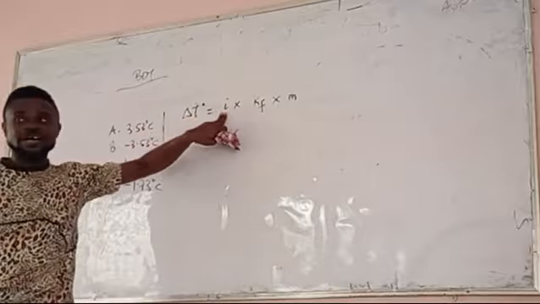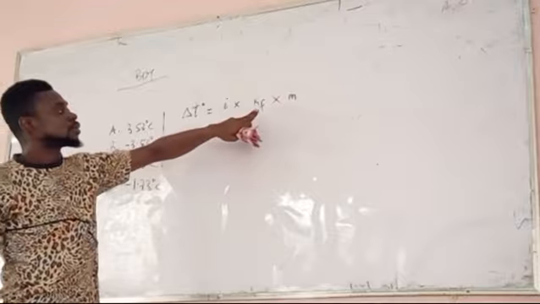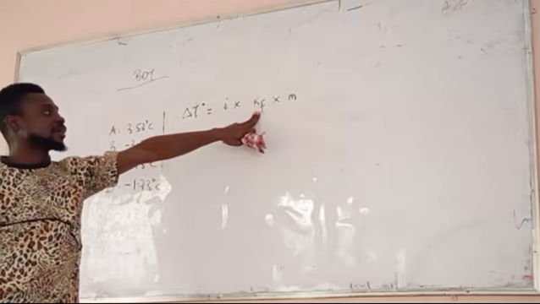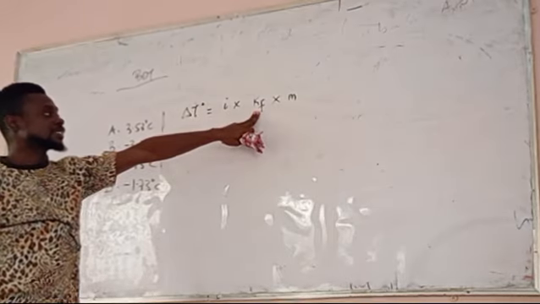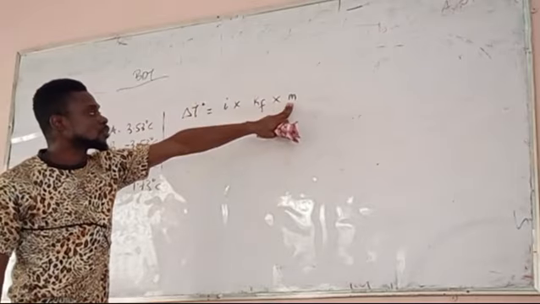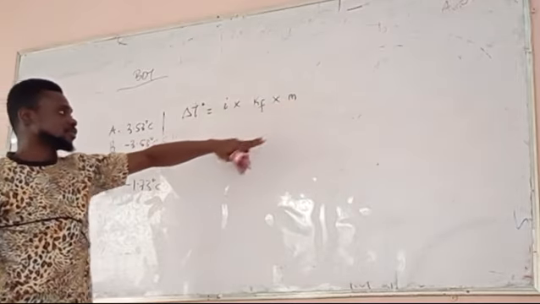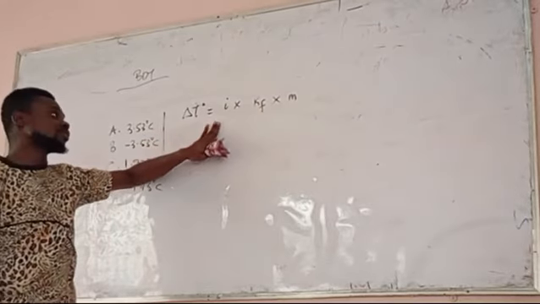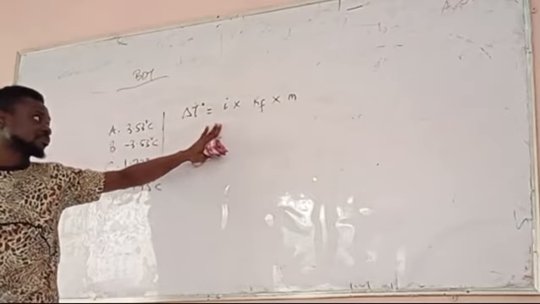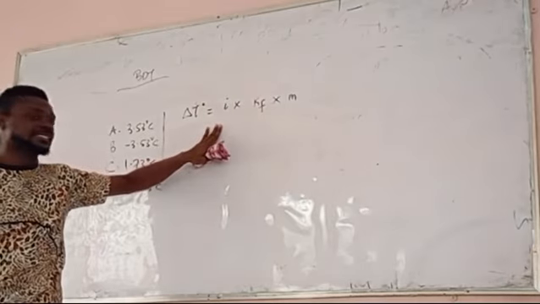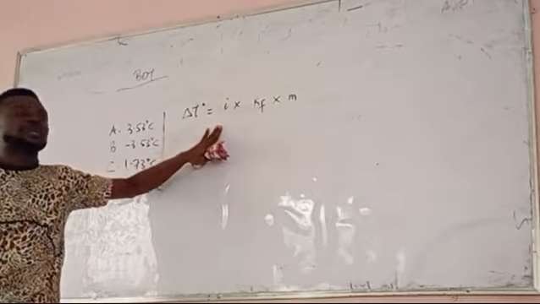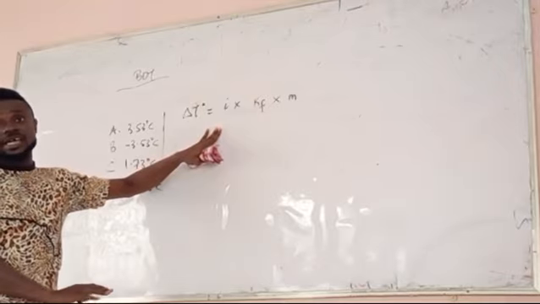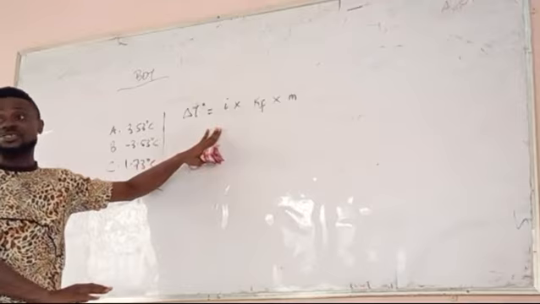The freezing point depression is equal to the I factor times the cryoscopic constant times the molality. Molality is the formula we need to solve this question. This is a very vast topic, but I'll just pick the one that concerns the question. Is that clear? Questions that have to do with isotonic solutions are very vast.